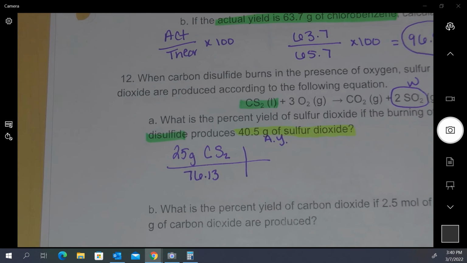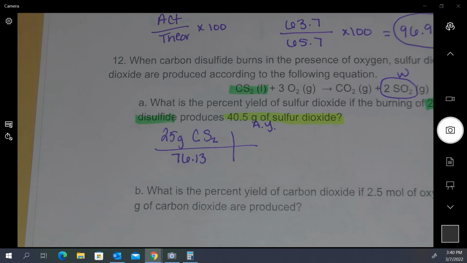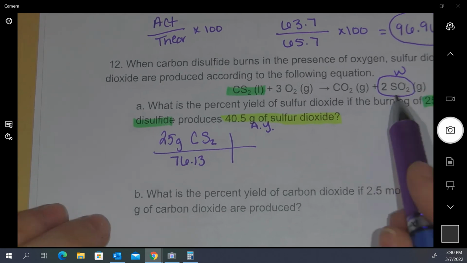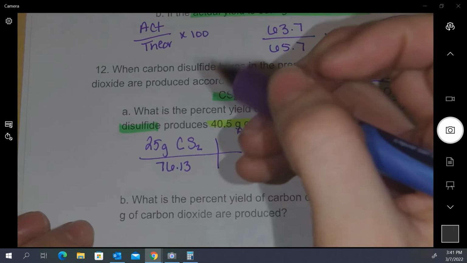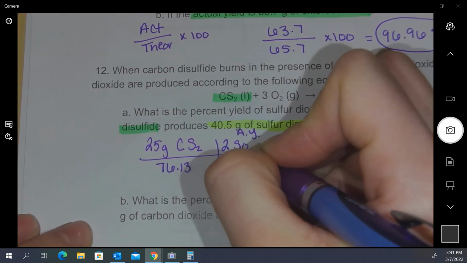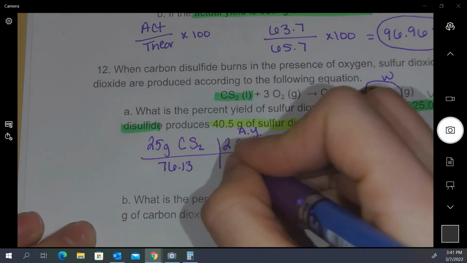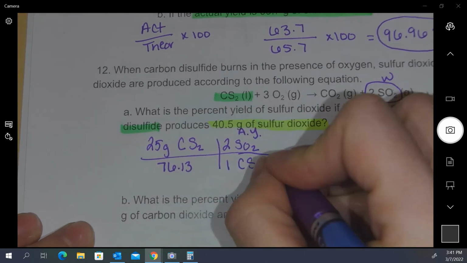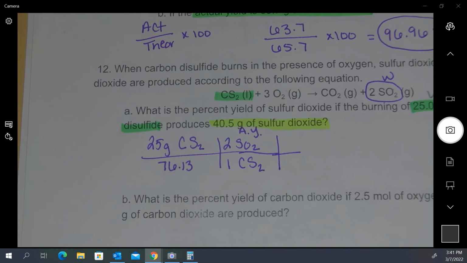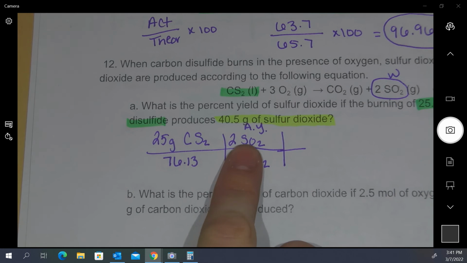We want sulfur dioxide. What is my coefficient in front of sulfur dioxide? What is it, Vari? In front of sulfur dioxide, SO2. There you go, 2. And in front of CS2, what is it? There it is. All right. So I have my molar mass of my given. I have my mole ratio.